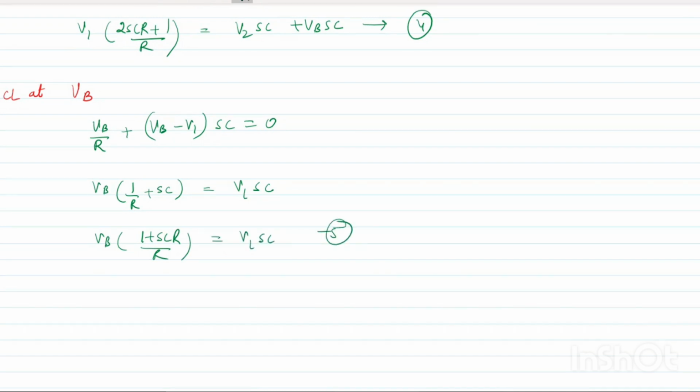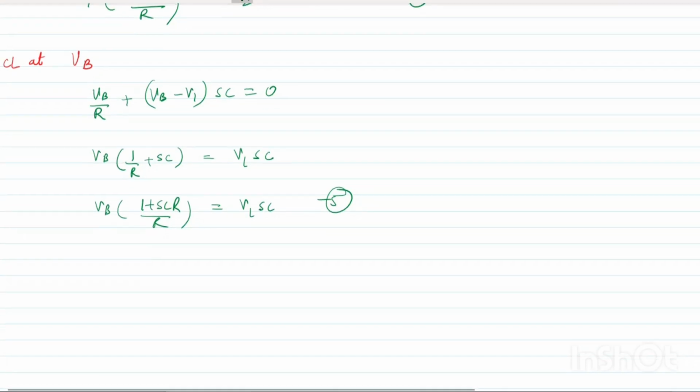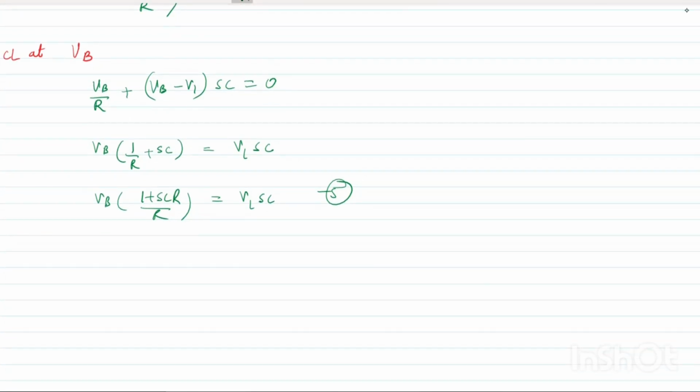Now look at 3, 4 and 5. What do we need? VB by V0. What are unwanted here? Unwanted is V1 and V2. So from 5 only, I'll write that. What is my V1? We will eliminate V1. So V1 equals VB (1 + SCR) upon SCR. This is my V1. I'll name it 6, suppose.